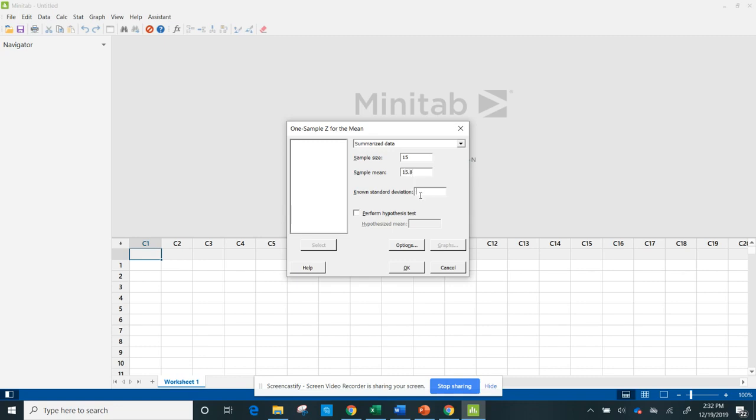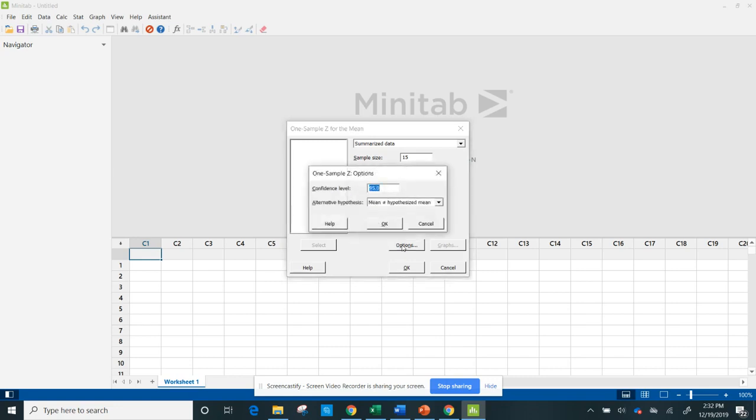The known standard deviation. This is not your sample standard deviation. This is the population standard deviation. Be careful of that because that could make you miss the problem. I'm going to click Perform Hypothesis Test, and I'm going to put my hypothesized mean as 16. The hypothesized mean is the one that we use when we are making the hypotheses. So hypothesized mean, that number is what you use there.